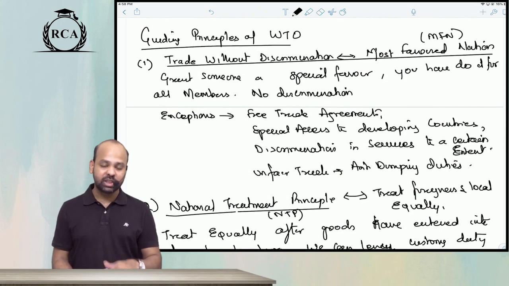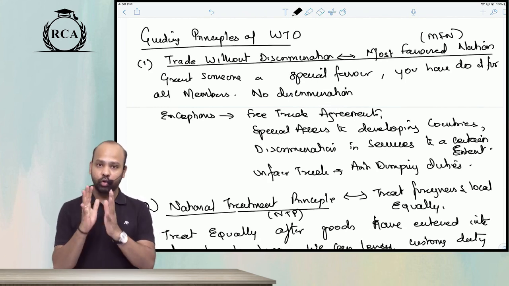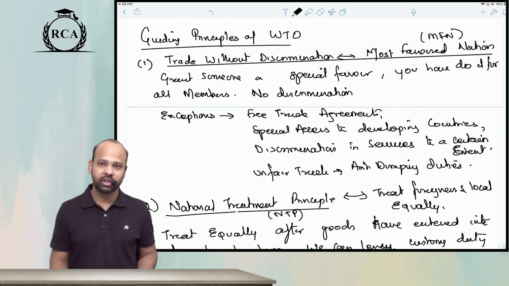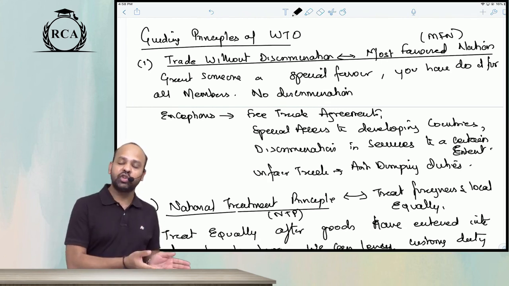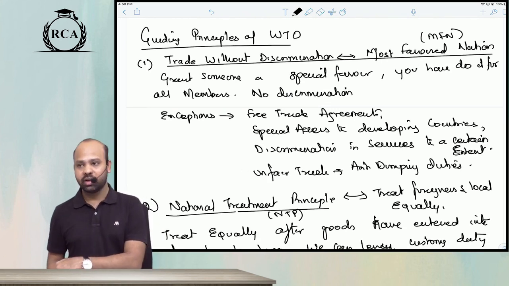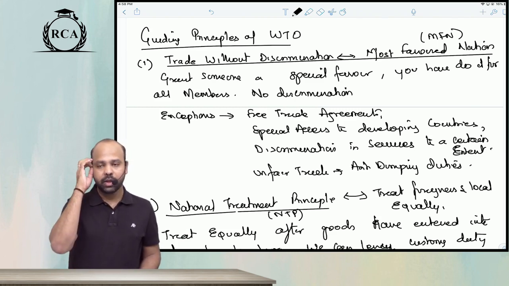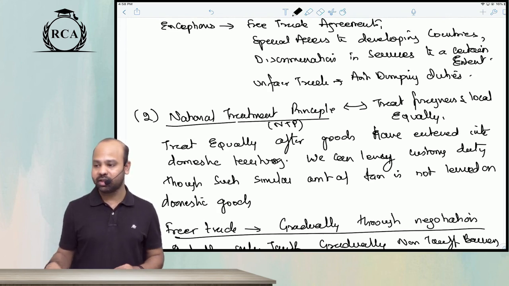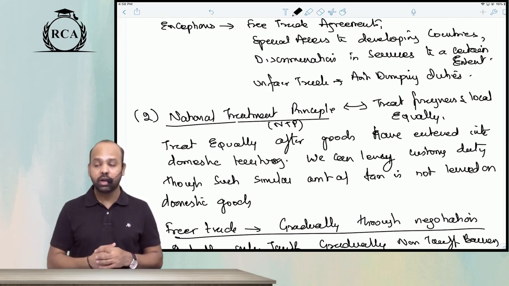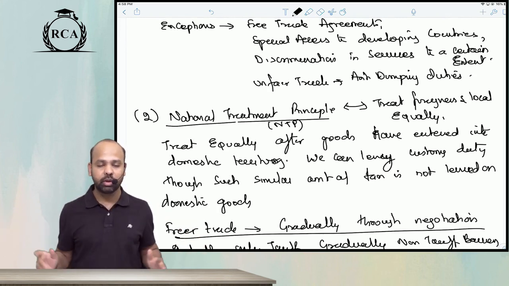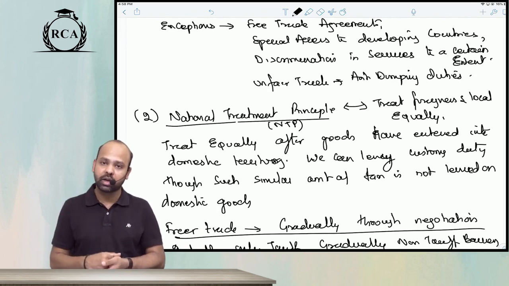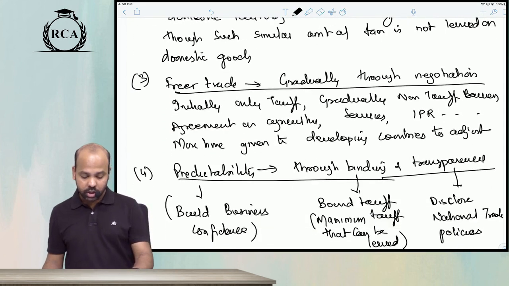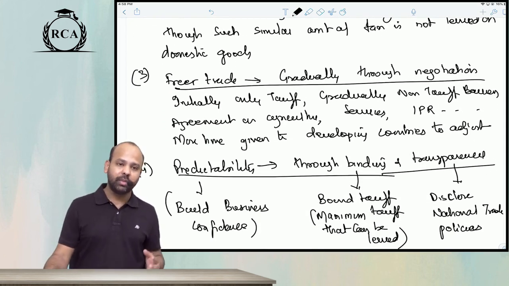The guiding principles of WTO, guys, I told you, remember the few important principles. The first one, beta, is to trade without discrimination. Most favored nation principle. You give preference to one nation, you will have to give preference to all the nations. There are certain exceptions to this as well. And then, beta, national treatment principle. Treat foreigners and locals equally as such, guys. Once a good enters your country as such, beta, you can levy customs duty. We have no problem with customs duty, but once the good enters a country, you should not be differentiating between a foreign good and a domestic product. And then, beta, freer trade gradually, beta, through negotiation.